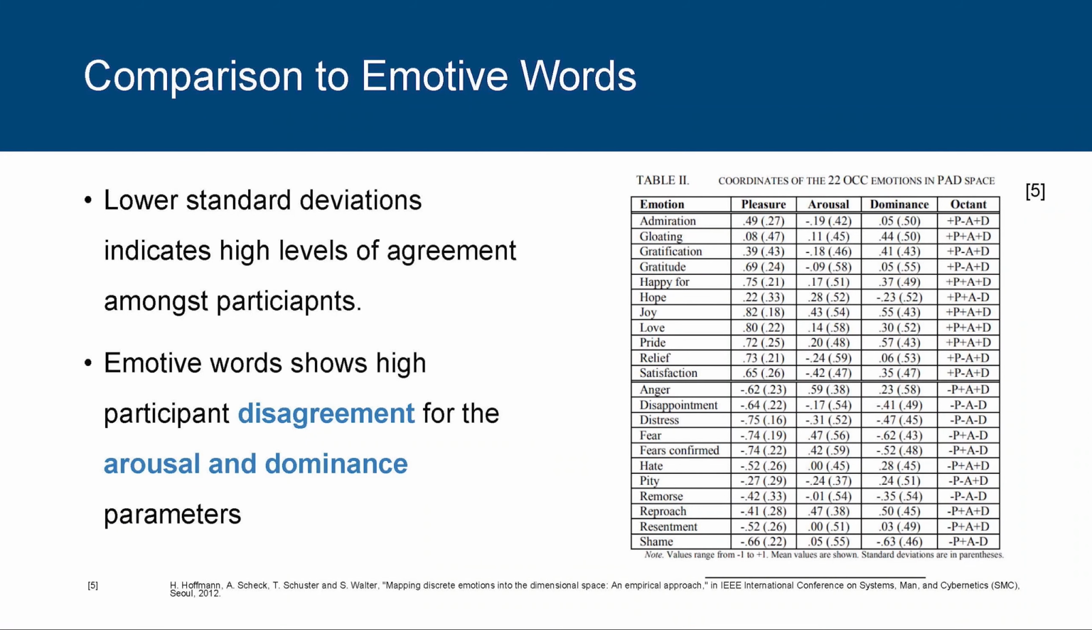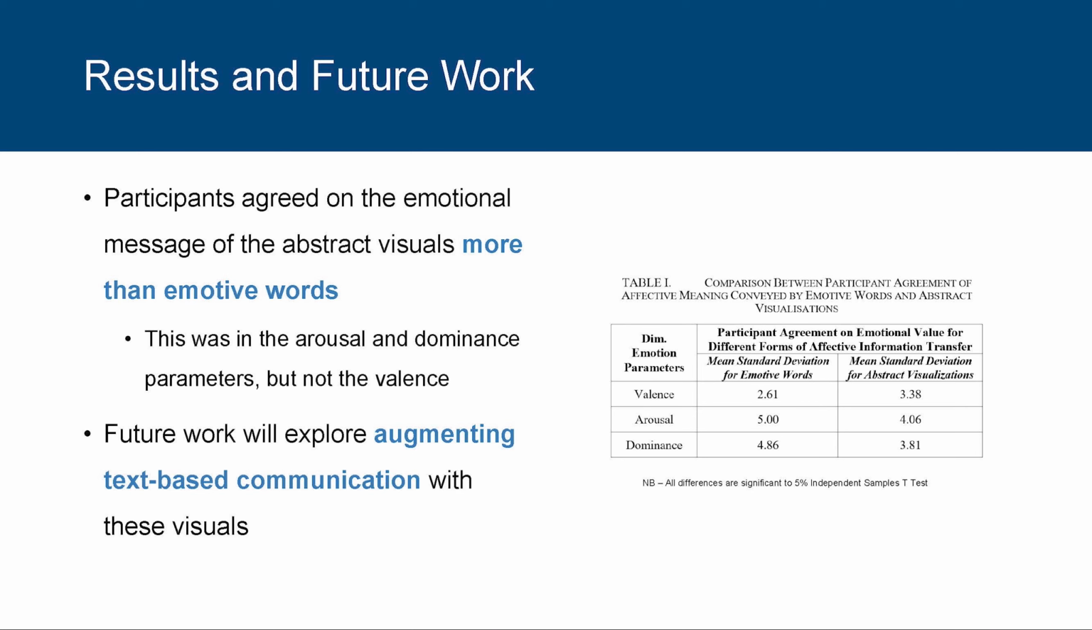visual. The main purpose of this experiment was to determine whether people had a more universal agreement when ranking the dimensional properties of abstract visualizations compared to emotive words. A study gathered participants' dimensional perceptions of the visuals and compared them to a 2012 study that did the same for emotive words. Analysis of the data revealed that there was significantly greater agreement amongst participants when evaluating the emotion being transferred by the abstract visuals compared to the emotive words.